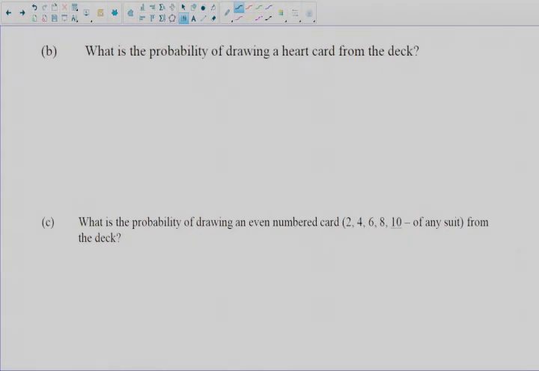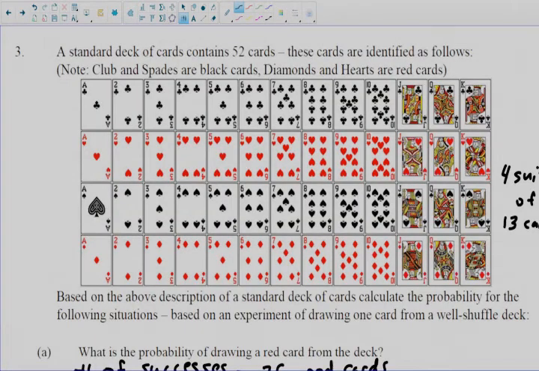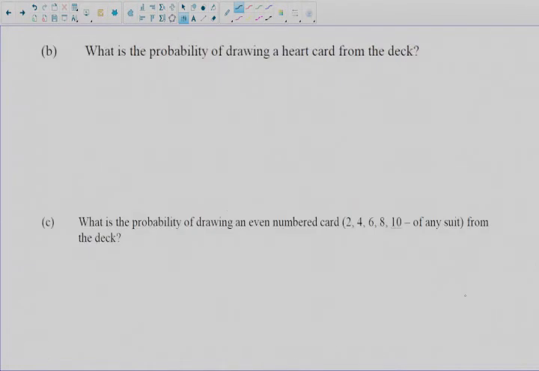What is the probability of drawing a heart card from the deck? Well, if we go back to the picture of the deck, how many heart cards are there? Well, there's 13 heart cards. So the probability of drawing a heart is equal to 13 out of 52.